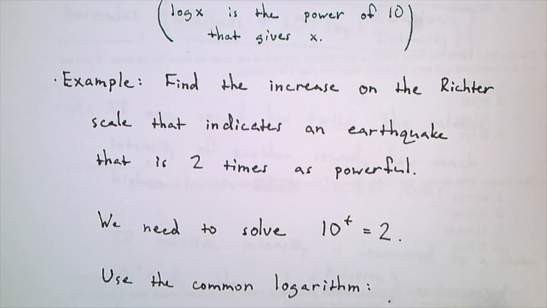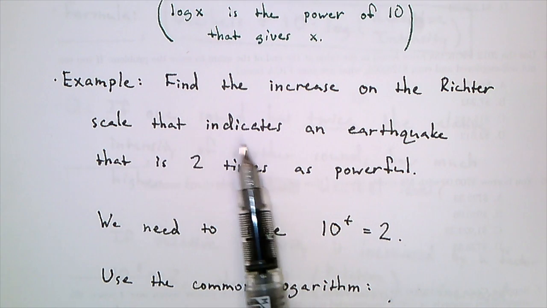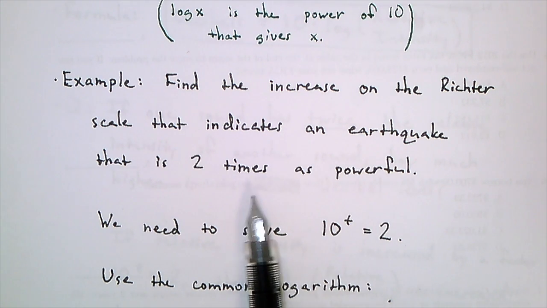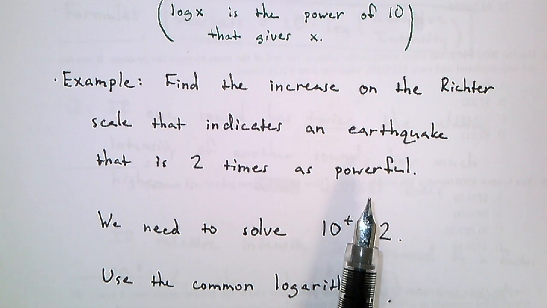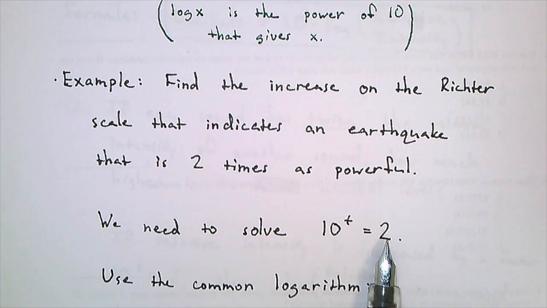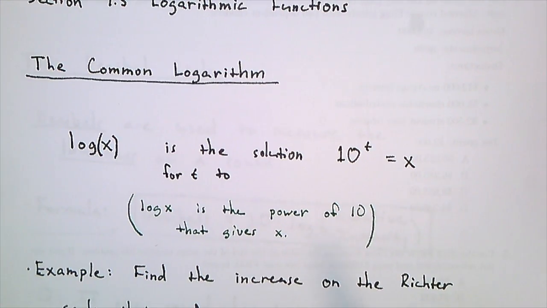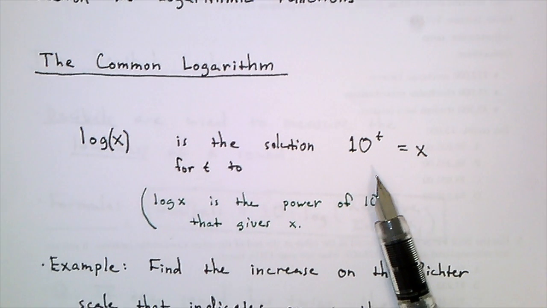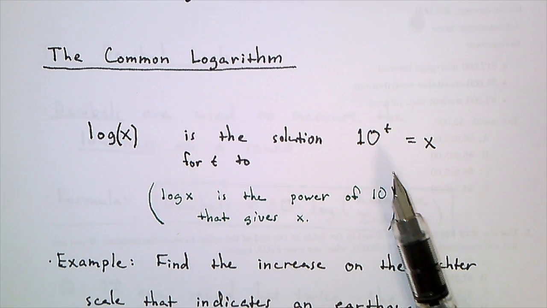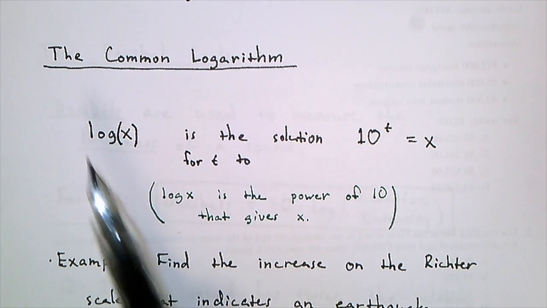Now that we know a little bit more about logarithms, let's return to the idea of the Richter scale. In this example, I want to find the increase on the Richter scale that indicates an earthquake that is 2 times as powerful. So what I'm trying to see is how many multiples of 10 I need to get 2. But this equation looks exactly like this one up here when we were defining the common logarithm. So what I'm looking for is actually the log of 2.